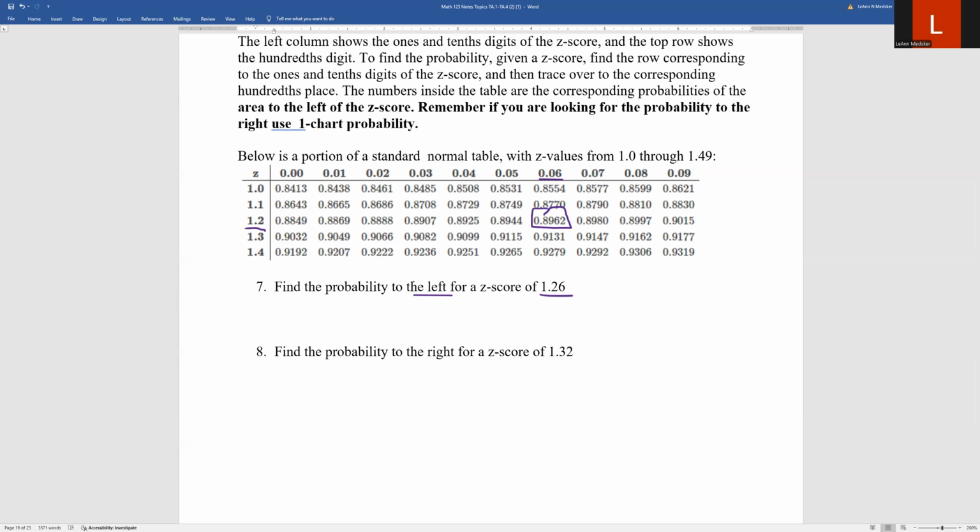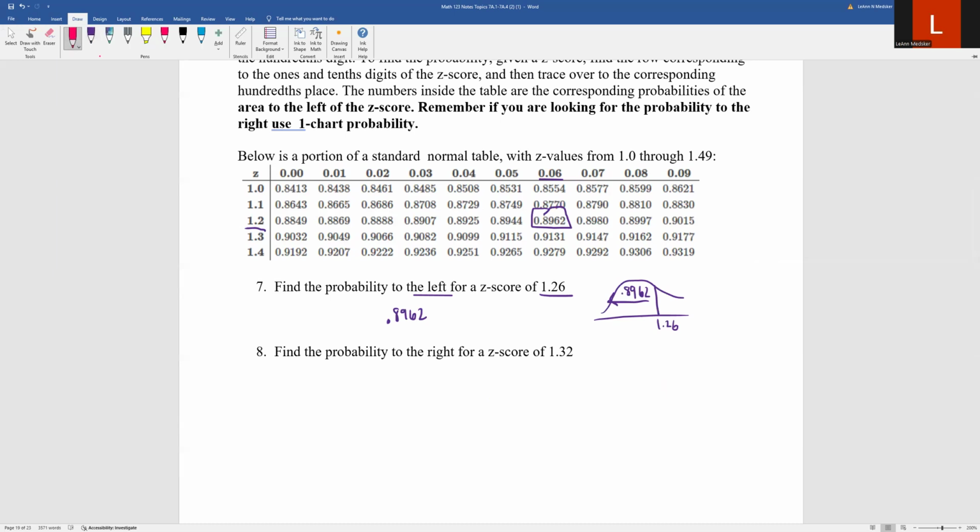That is exactly what we want because when you're going to the left, imagine where that z-score is. 1.26 is above the center because it's a positive. This area is 0.8962, or the probability. It's area and probability at the same time. 0.8962. Now, if you want to go to the right, it's different.